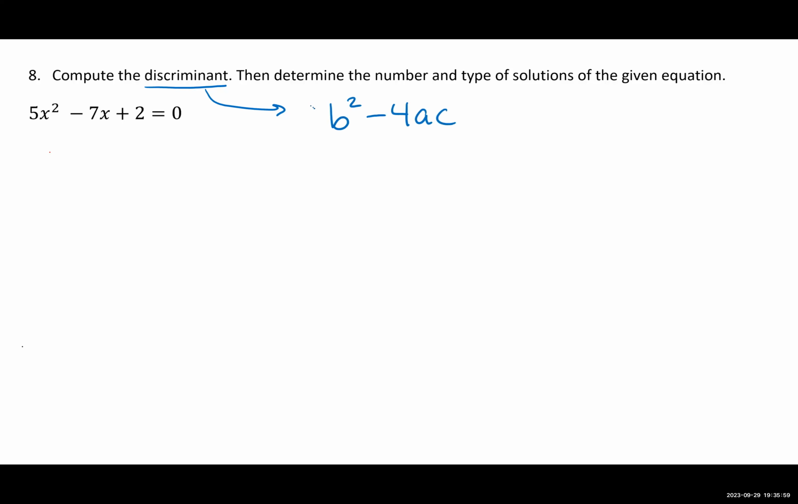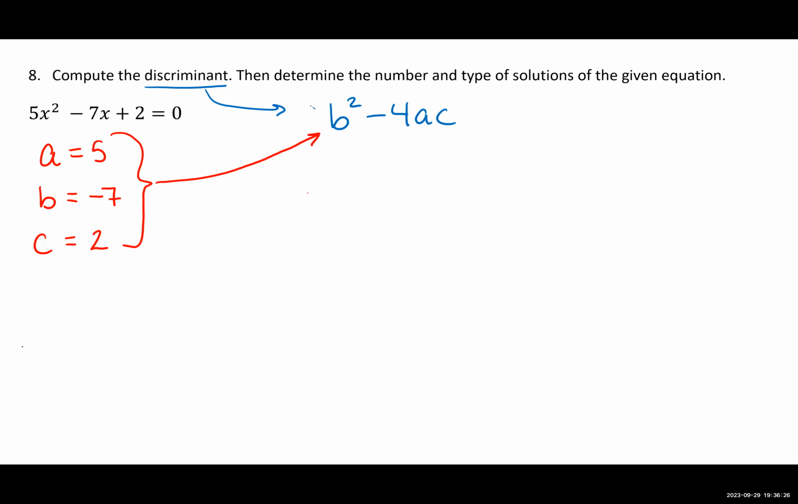So for this particular problem, the a is 5. We have ax squared plus bx plus c. We have an a, a b, and a c. The a is 5. The b is the negative 7. And the c would be the 2. And now we take these three numbers and we plug them in to the discriminant.